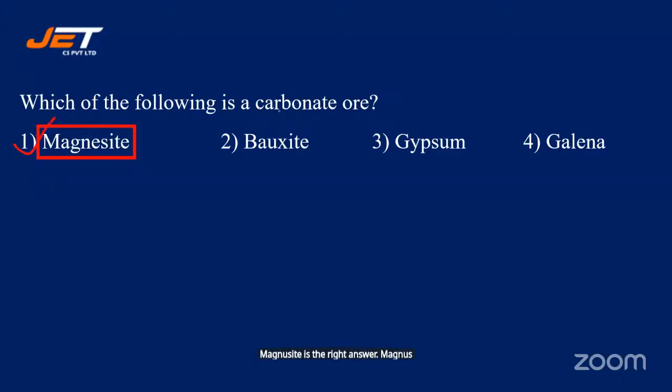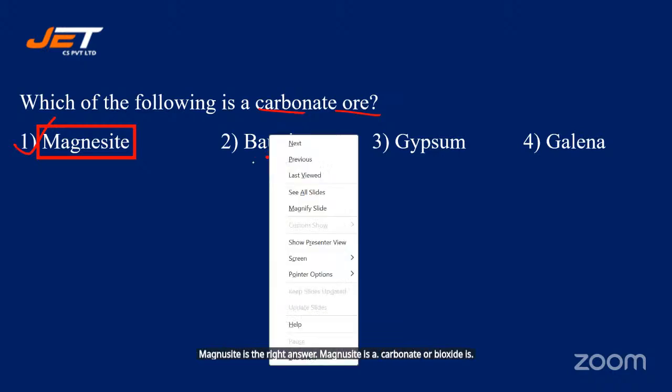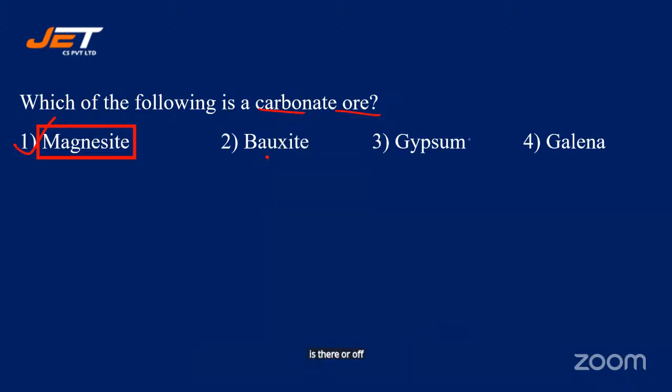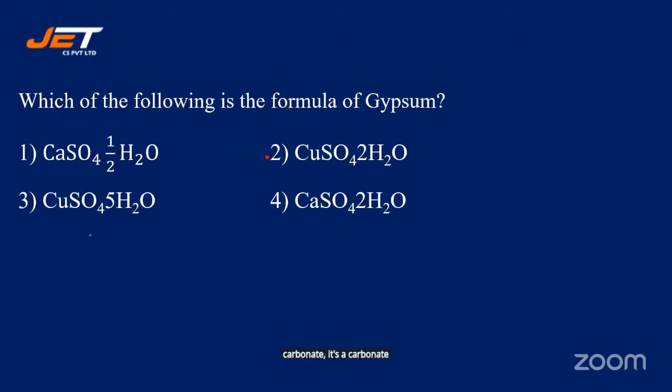Magnesite is a carbonate ore. Bauxite is an ore of aluminum. At the same time, gypsum and galena are different ores. Magnesite is the ore from which you will obtain magnesium. It's a carbonate ore; the origin is carbonate.